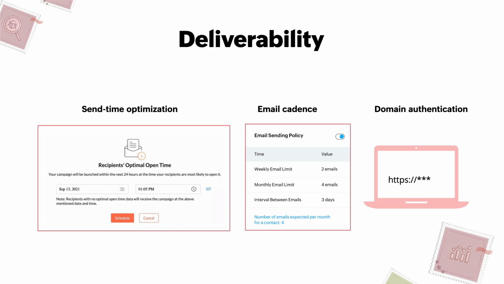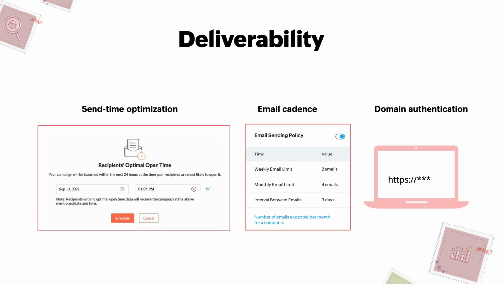And email cadence. Email cadence will help us to send emails at regular intervals. In case your recipients feel that you are sending too many emails, we can enable this email cadence, like an email sending policy, and we can restrict sending of emails to weekly, monthly, or an interval between different days. Domain authentication. So email authentication or domain authentication.